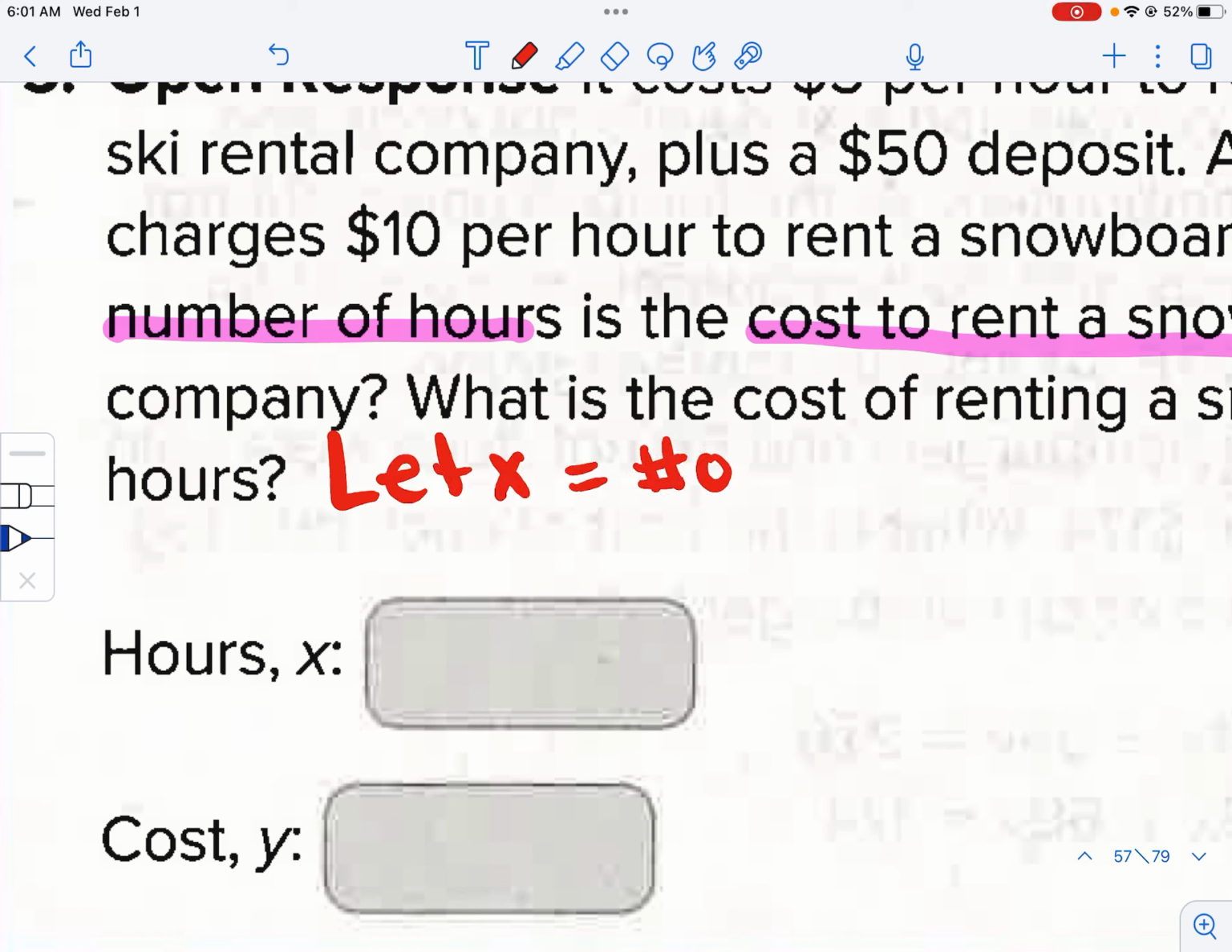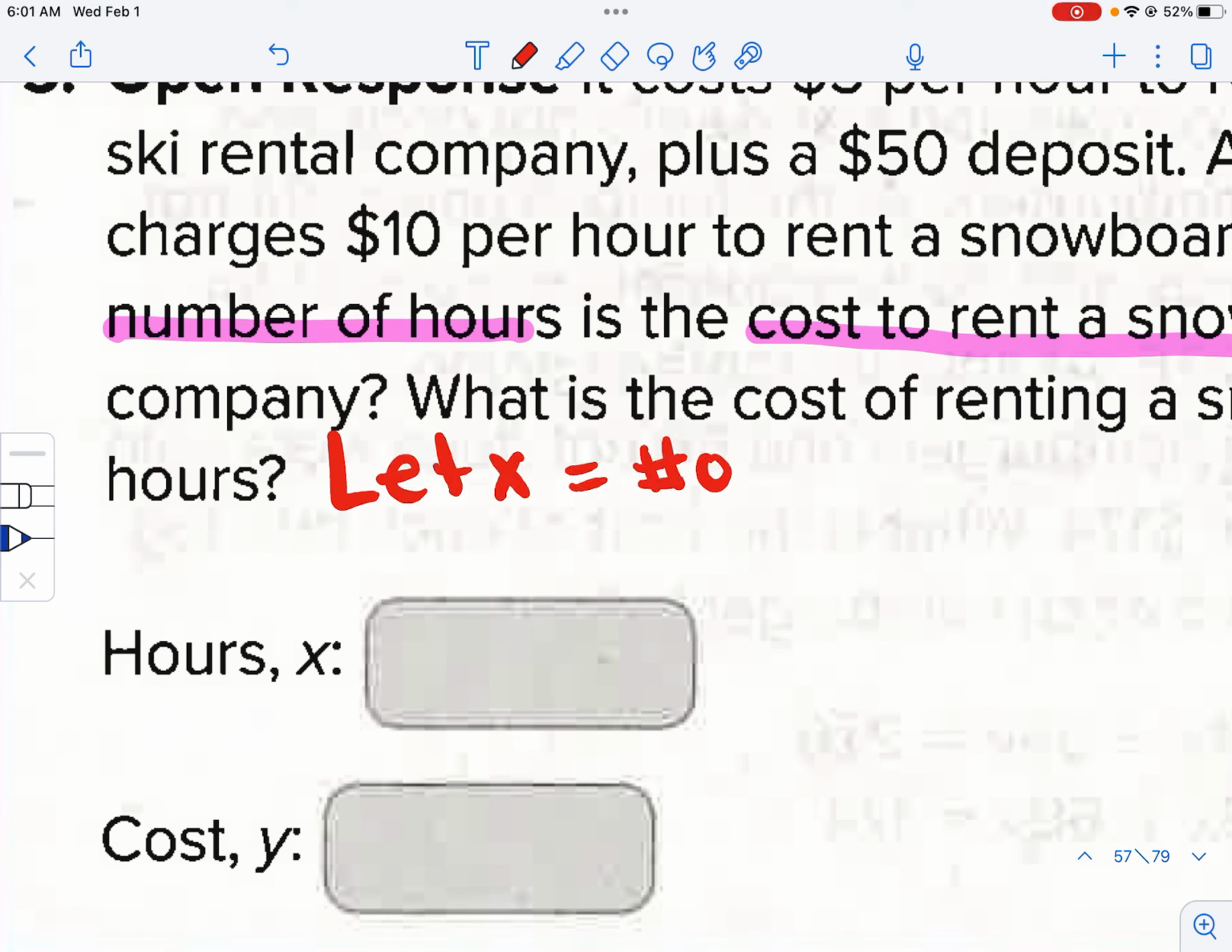So we write an equation. I'm going to pick this one. First company. We're looking at the first company. It says $5 per hour. So, Y equals 5 per hour. And then plus, that's our plus sign, $50 deposit. Plus $50.